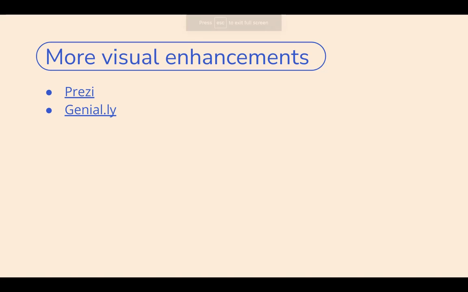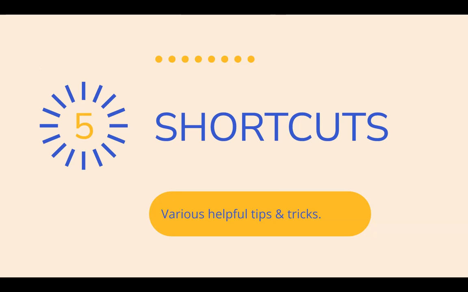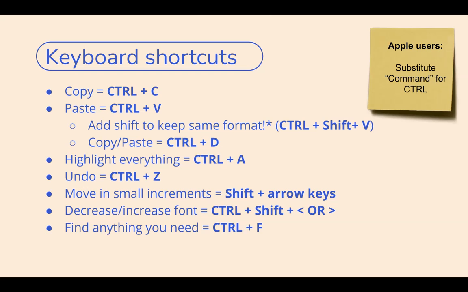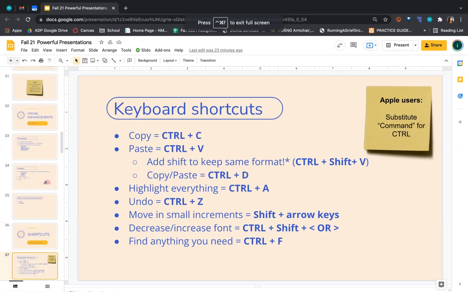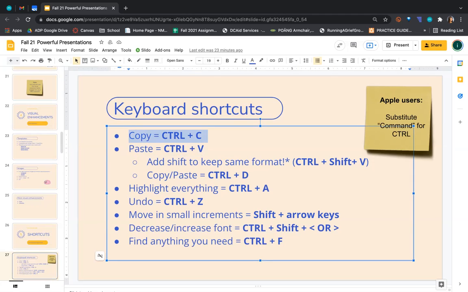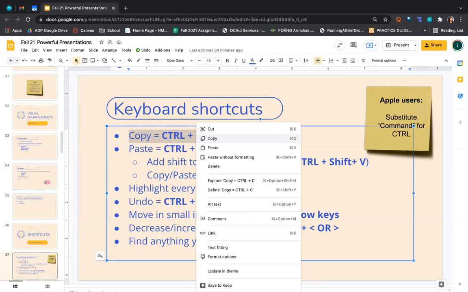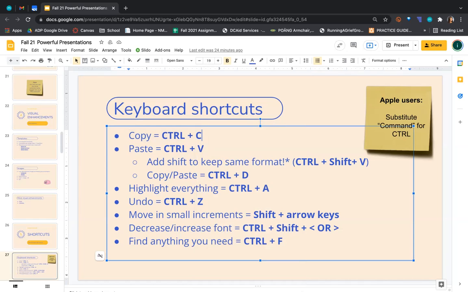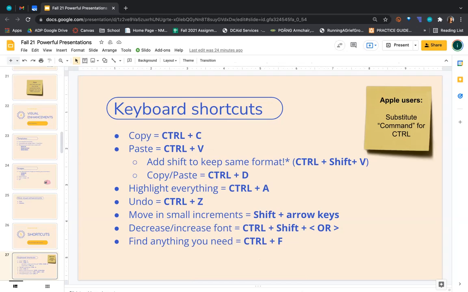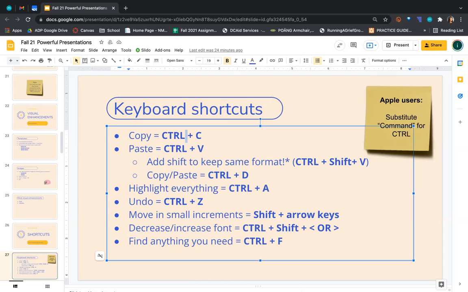Okay, so next we're going to talk about shortcuts. These are a couple of helpful tips and tricks. First we'll talk about keyboard shortcuts. When you're in Google Slides, one function that is really helpful to get very familiar with is the copy and paste function. Instead of highlighting something, right-clicking, and then cutting or copying, and then going over there and again right-clicking and pasting, you can cut down this time by so much if you just learn how to use the keyboard shortcuts.